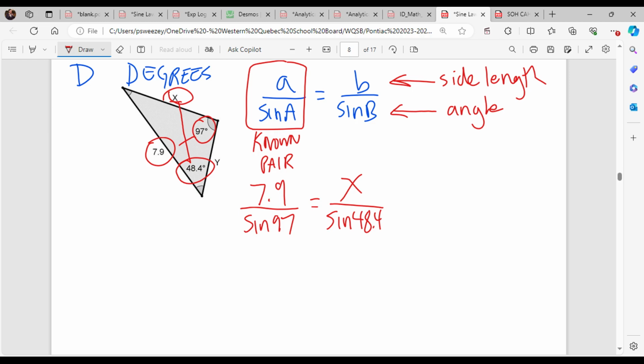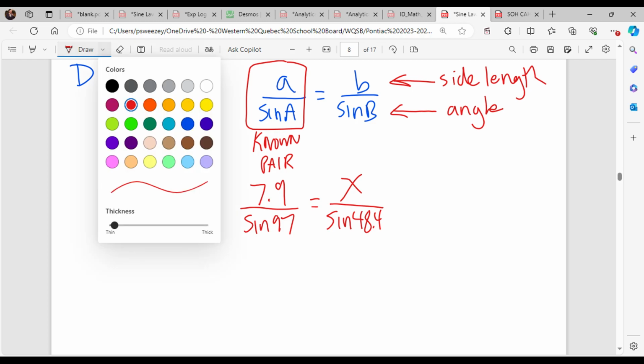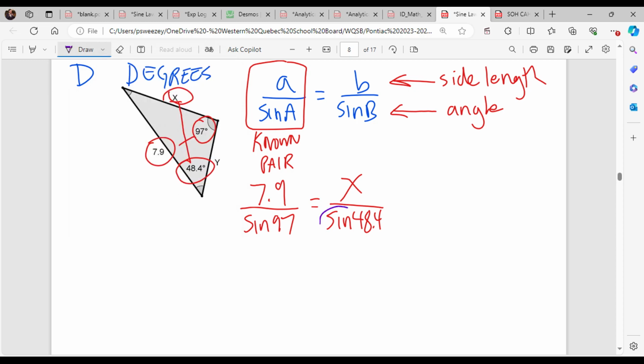So for me, I'm just going to remember how my cross multiplication works. I know I'm looking for x, so sine 48.4 multiplied by its diagonal, and then take that answer and divide it by what's attached. Okay? So if I'm looking for x, what's attached to it? Sine 48.4. Multiplied by the diagonal, so I'll be multiplying by side length and then dividing by sine 97.